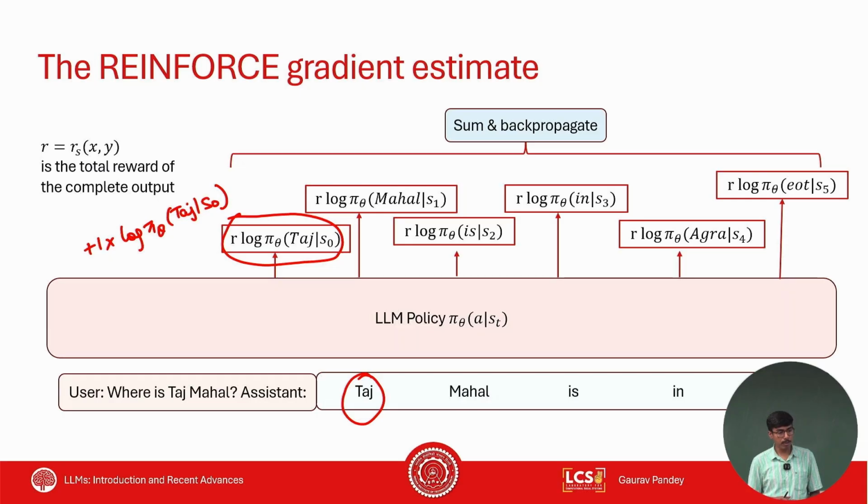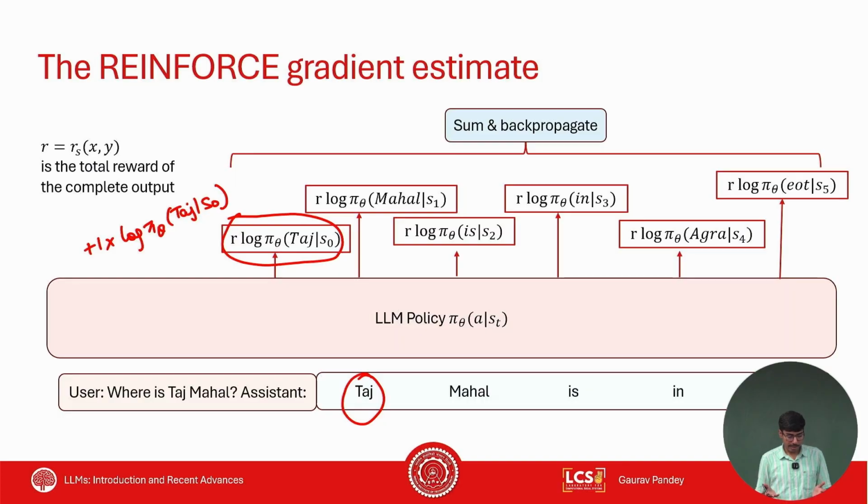But this response could have been something else. This response could have been "Taj Mahal is in Paris", so the first token is still Taj, but now the response is wrong, which means the reward will be negative. And now if I compute the objective again, this will be -1 times log probability of Taj, and effectively I'm saying, decrease the probability of Taj. So in one case I'm telling the model increase the probability of Taj, and in the other case I'm telling the model decrease the probability of Taj.